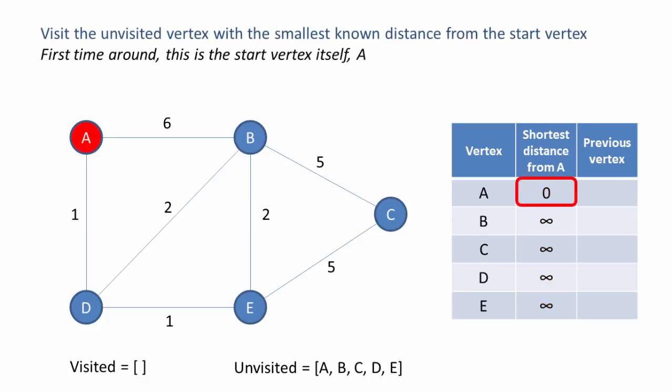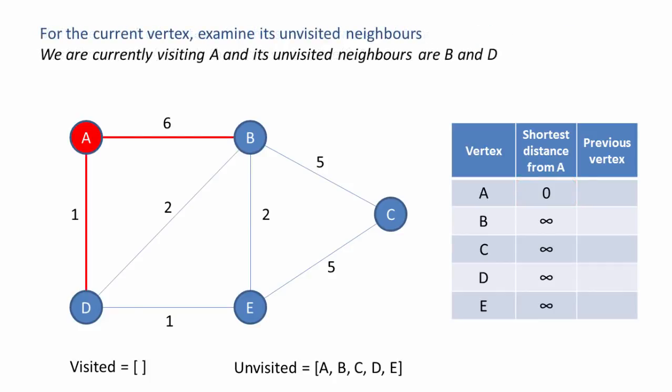Now the algorithm begins good and proper. We'll start by visiting the unvisited vertex with the smallest known distance from the start vertex. First time around, this is the start vertex itself. It's A. For the current vertex, we then examine its unvisited neighbours. Well, we're currently visiting A, and its unvisited neighbours are B and D. These are the vertices that A shares edges with.